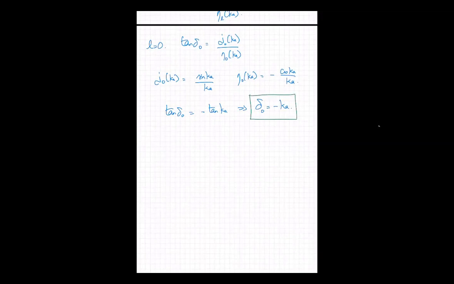K is the momentum and A is the radius. So, K is more correctly the wave number, right? So this is a dimensionless number as it has to be.